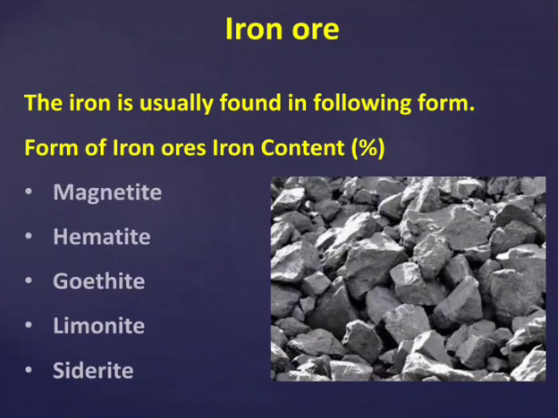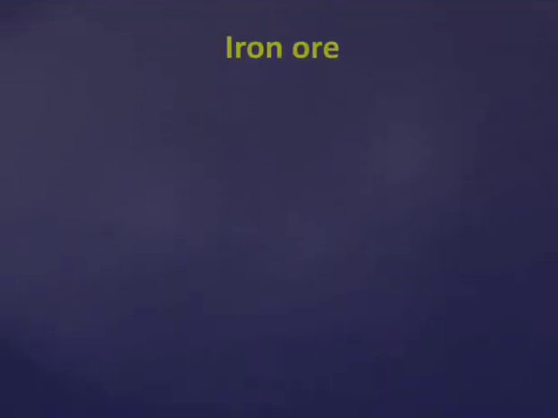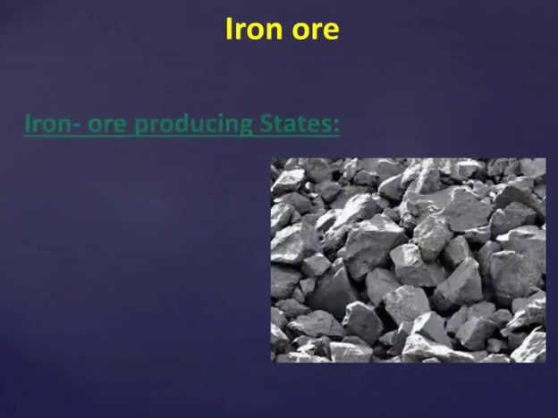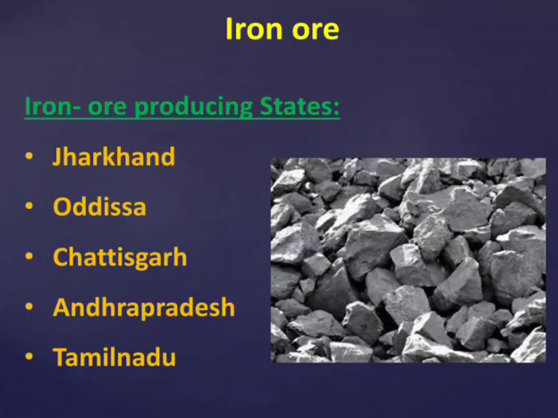China is a leading producer of iron ore, followed by Australia, which exports iron ore to various countries. In India, Jharkhand is a leading producer of iron ore. Jharkhand alone produces 25% of the iron ore in India, followed by Odisha, which produces 21%.